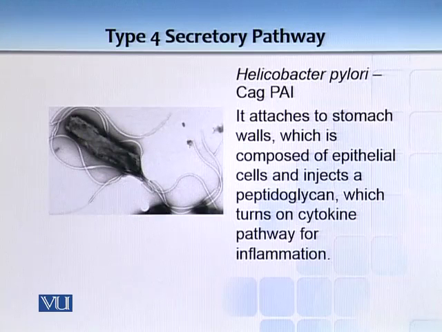Helicobacter pylori codes for a protein known as CagPAI. This bacteria is a beauty in its own right. If you look at this bacteria live under the microscope, the way it rotates, some of you might just fall in love with this particular bacteria, the way it is continuously rotating. But this bacteria pretty much digs holes in your epithelial walls. For example, it produces a sort of toxin, which is peptidoglycan in nature, which turns on the cytokine pathway for inflammation.